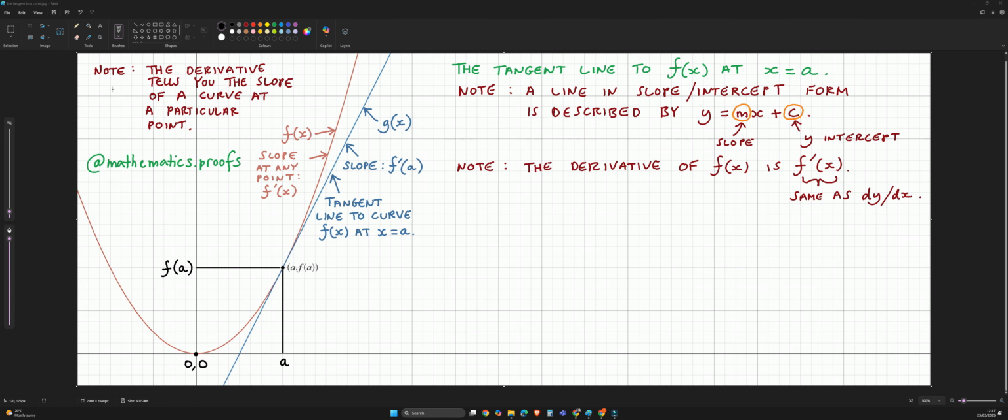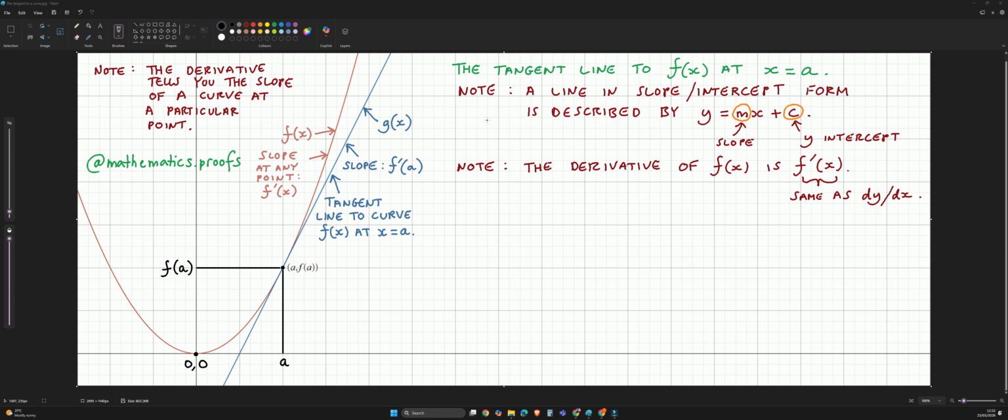Next, there's an important note. The derivative tells you the slope of a curve at a particular point. The derivative of f(x) is f'(x). So at any point on this curve, the slope is going to be f'(x). f'(x) is another way of saying dy/dx.